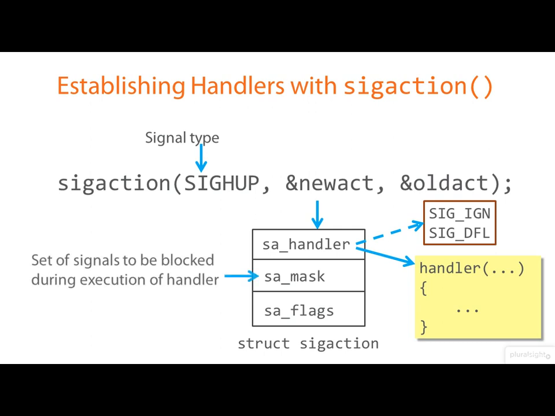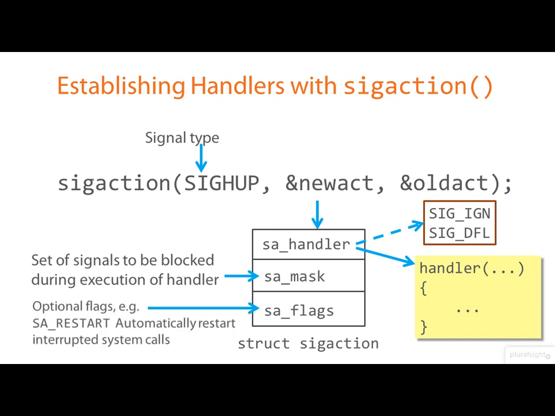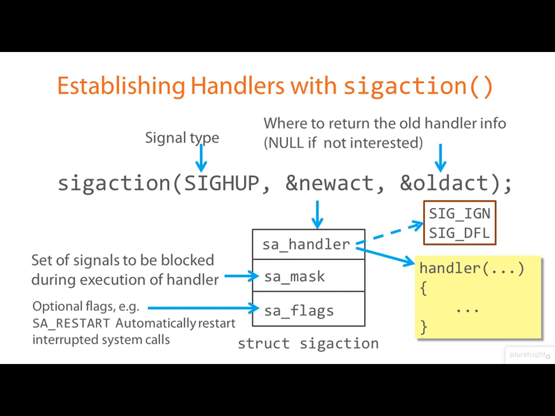This bit's new, however, because in this second member we can specify a set of signals that we want to block during the execution of the handler. I'll talk about signal sets in a moment. And then there are some flags that you can set to control the operation of the call in a bit more detail. If you want, you can specify a pointer to another sigaction structure where you will get back the old handler information. If you're not interested in this, just pass a null pointer.